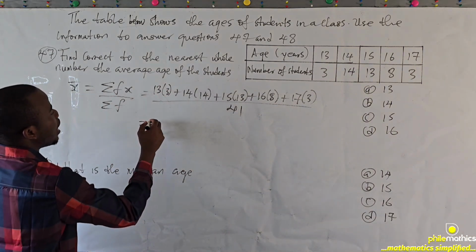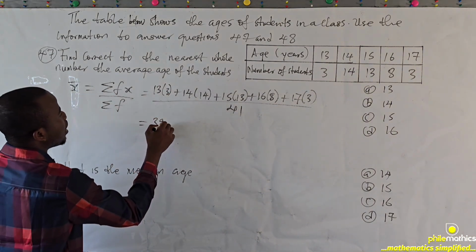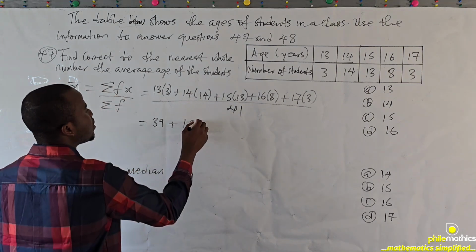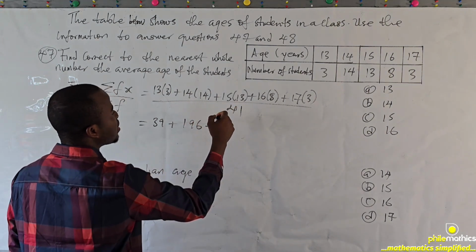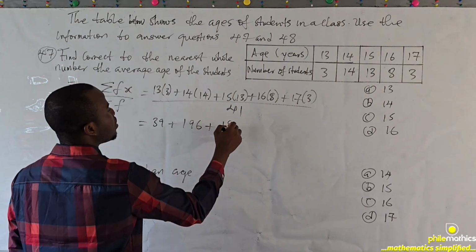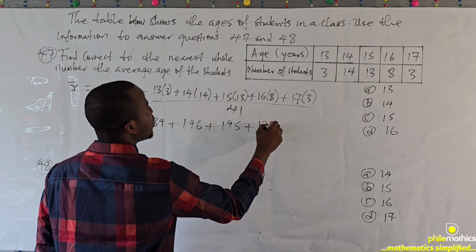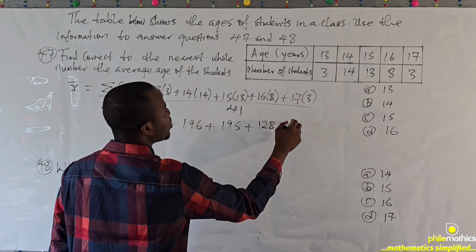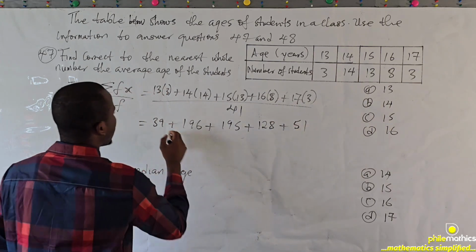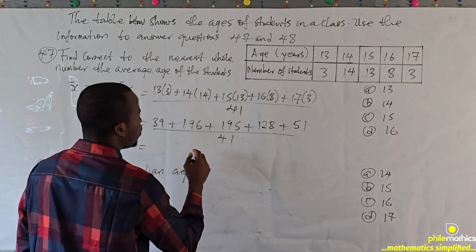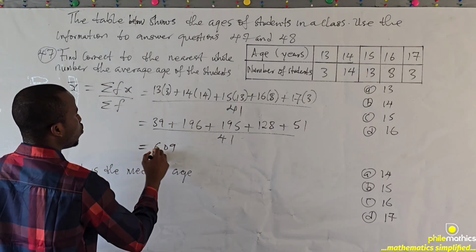So if we multiply this, it is 39, plus 14 times 14 is 196, plus 15 times 13 is 195, plus 16 times 8 is 128, 17 times 3 is 51. And so we divide this over 41. If we sum this, it will give us 609 over 41.